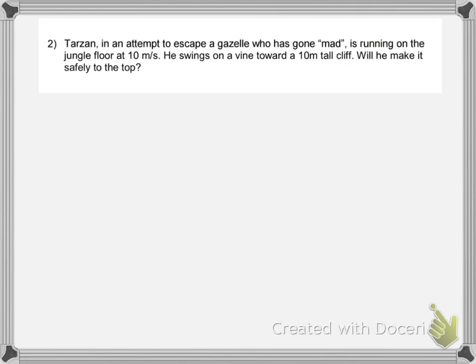So let's try it again. Tarzan, in an attempt to escape a gazelle, has gone mad, is running on the jungle floor at 10 meters per second, and he swings on a vine toward a 10-meter tall cliff. Will he make it safely to the top? So what do we do? We draw a picture, right?